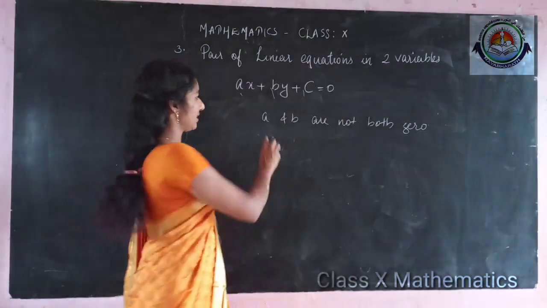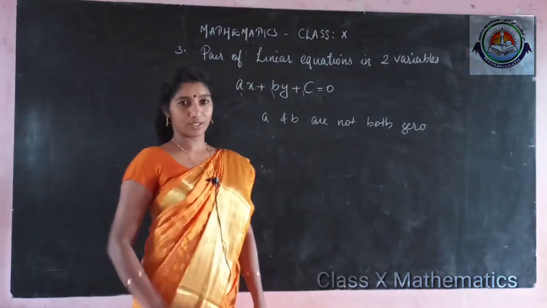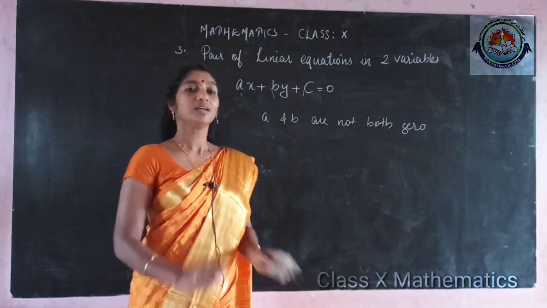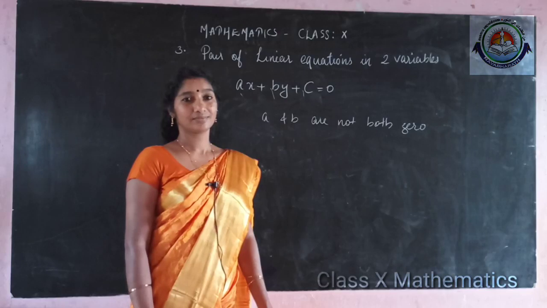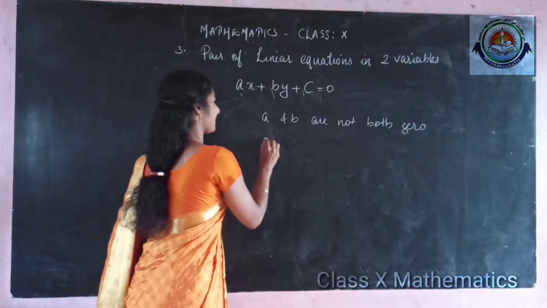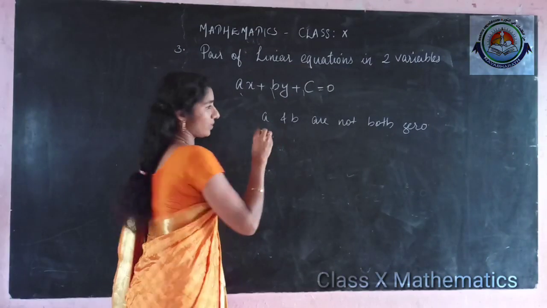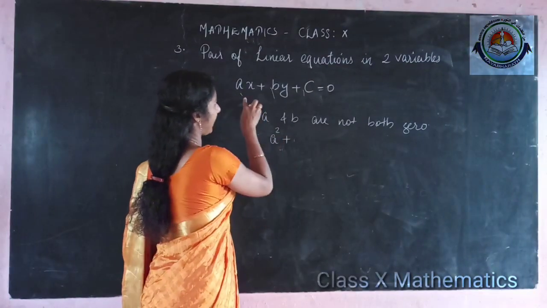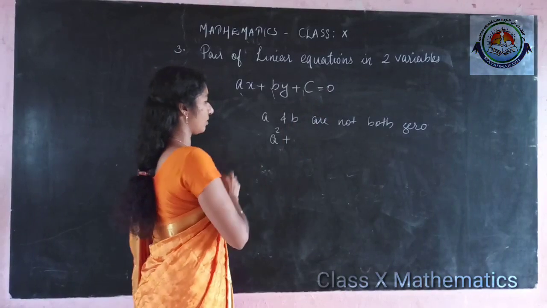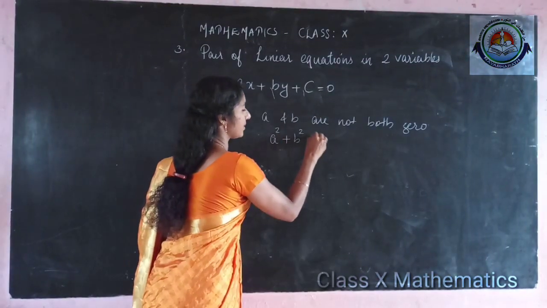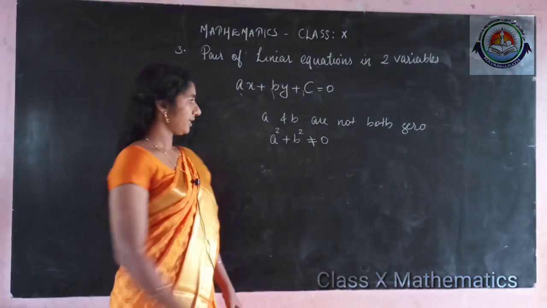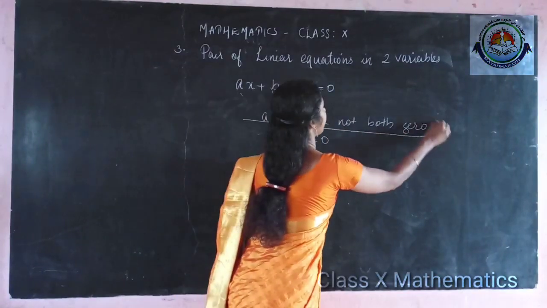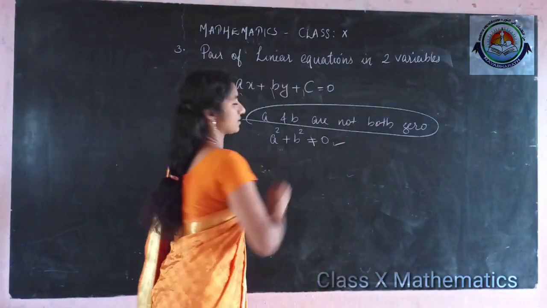Understood? A and b are not both 0. If both are 0, we will not get a linear equation. Then next, the same sentence we can write in another way. The condition is ax plus by plus c is equal to 0 with a square plus b square not equal to 0.